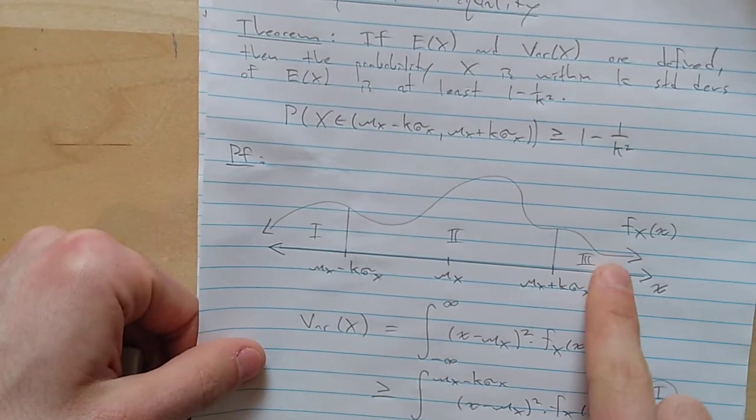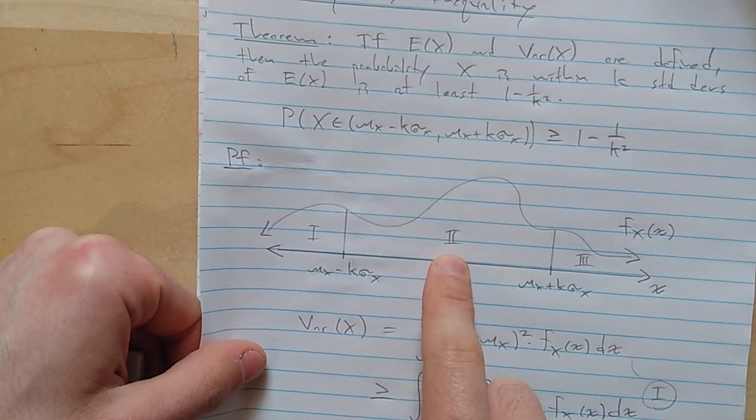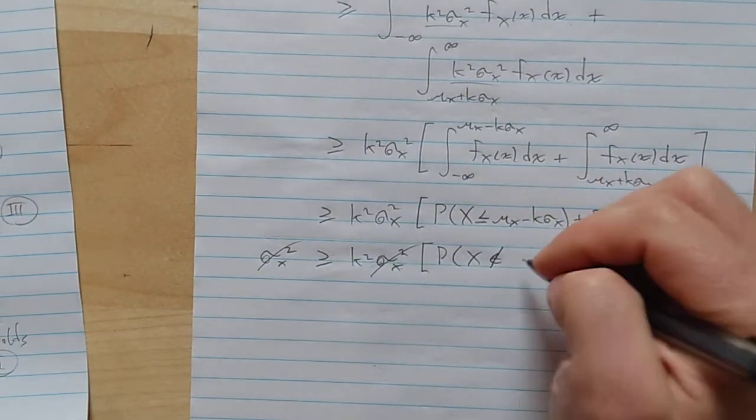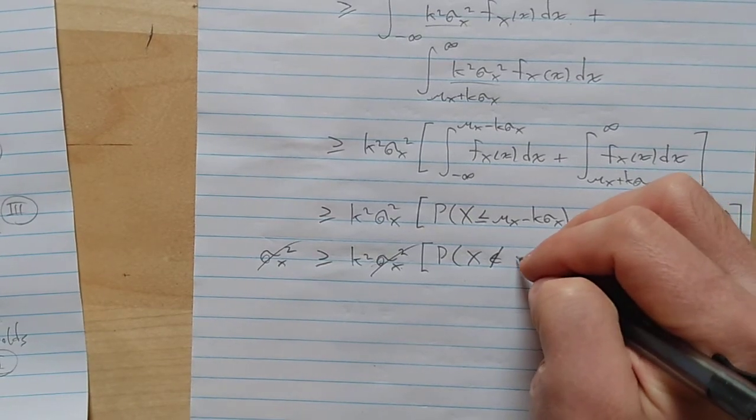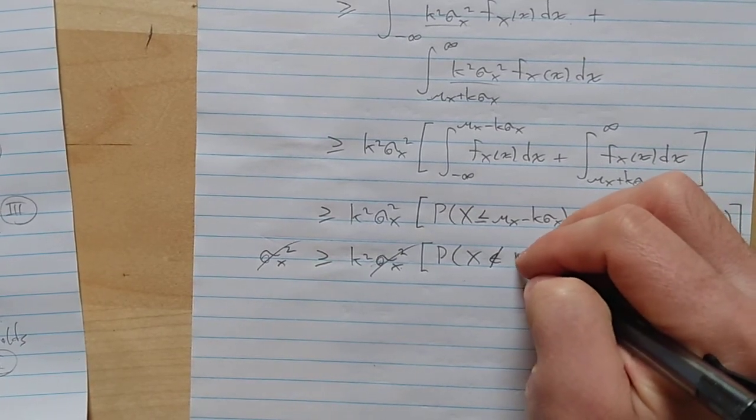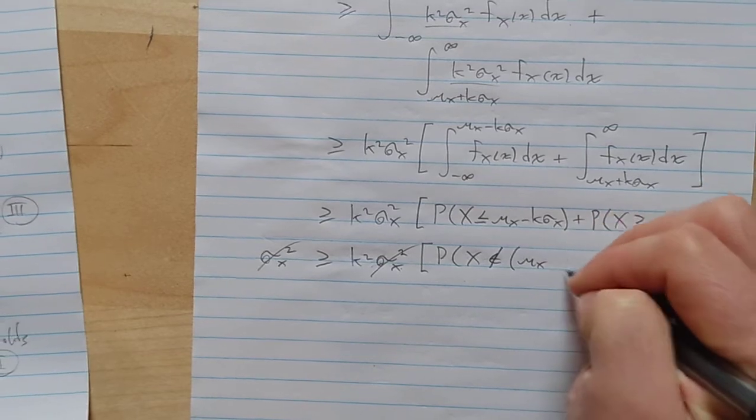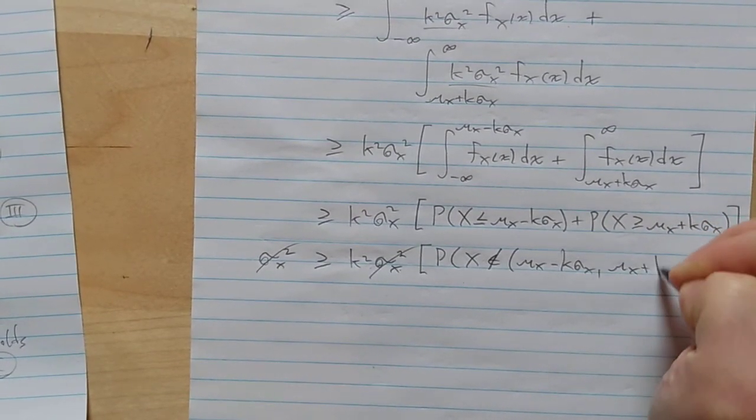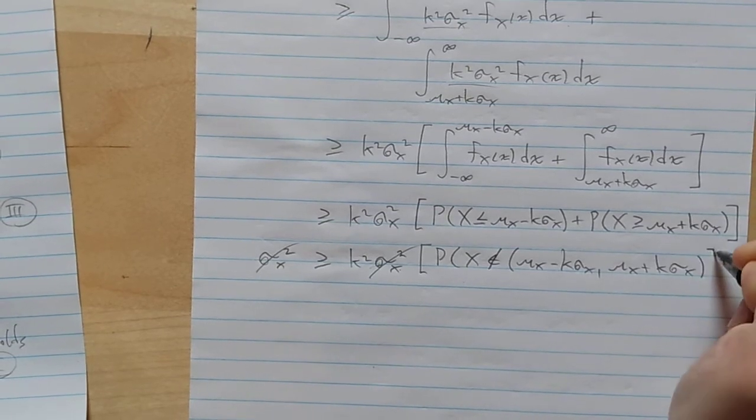These were the tails, right? 1 and 3. So that's the probability x is not in 2. It's got to be in here and here. If it's not in the middle, it's got to be here or here. So that's the probability x is not in the interval mu x minus k sigma x to mu x plus k sigma x.